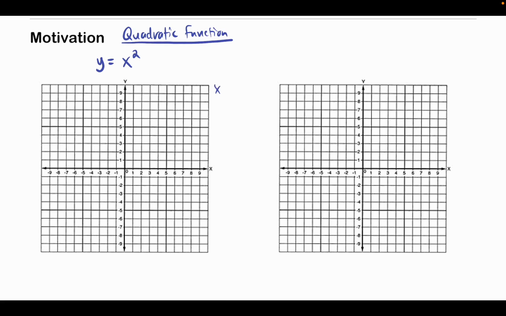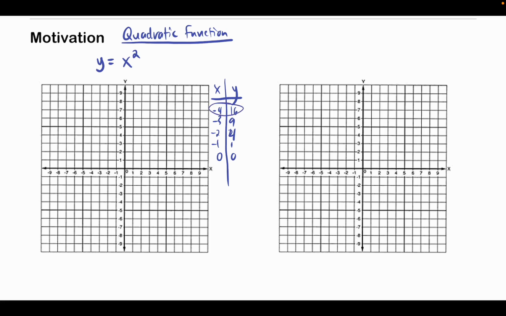So if we were to make a little table of values for this, right, and you were to plug in, say, -4, if you squared -4, you would get 16, right? And then if you plugged in -3, you get 9. The square of -2 is 4. The square of -1 is 1. 0 squared is 0, right? So the reason why I'm making this table is so that we can find some ordered pairs that are going to be on the graph of this.